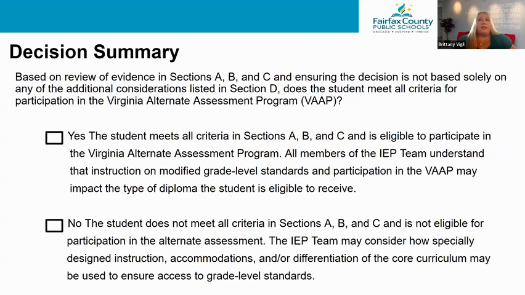Once it has been documented that the student met the criteria for participation in VAAP, the IEP team must verify that yes, the student is eligible to participate in the VAAP, or no, the student is not eligible to participate in the VAAP. Additionally, in this portion, the IEP team agrees that if the student is eligible to participate in VAAP, they understand that this impacts the type of diploma that the student is eligible to receive. And that goes back to those implications that we talked about earlier with the Applied Studies diploma.